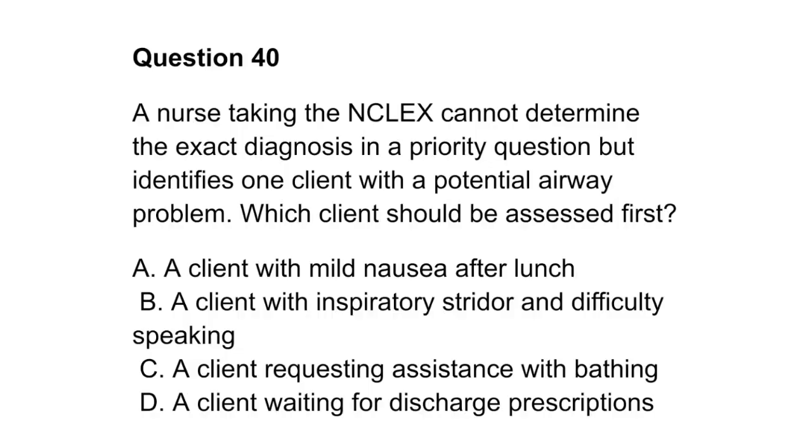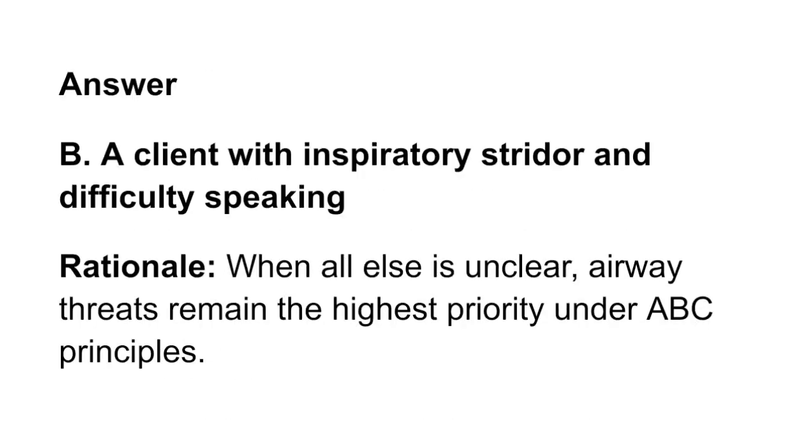Question 40. A nurse taking the NCLEX cannot determine the exact diagnosis in a priority question, but identifies one client with a potential airway problem. Which client should be assessed first? A. A client with mild nausea after lunch. B. A client with inspiratory stridor and difficulty speaking. C. A client requesting assistance with bathing. D. A client waiting for discharge prescriptions. Answer. B. A client with inspiratory stridor and difficulty speaking. Rationale: when all else is unclear, airway threats remain the highest priority under ABC principles.